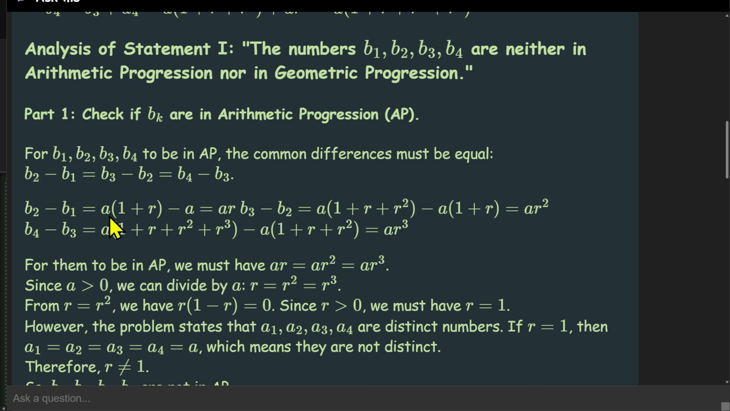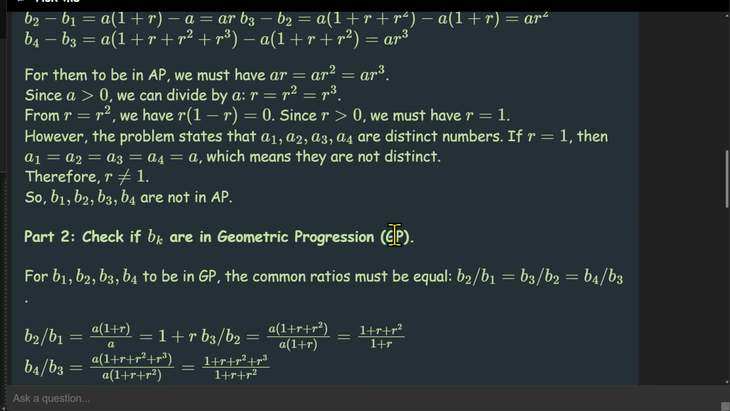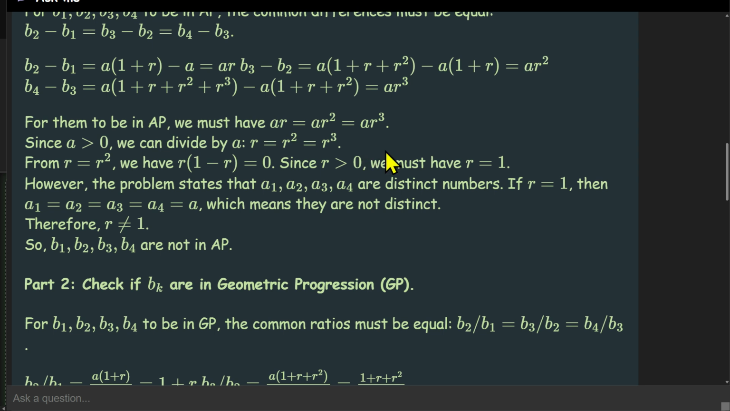So b2 minus b1 equal to a times 1 plus r minus a, that is equal to ar, and b3 minus b2 equal to a times 1 plus r plus r square minus a times 1 plus r, that is equal to ar square. b4 minus b3 is equal to a times 1 plus r plus r square plus r cube minus a times 1 plus r plus r square, that is equal to ar cube. For them to be in AP, we must have ar equal to ar square equal to ar cube. Since a greater than 0, we can divide by a: r equal to r square equal to r cube.